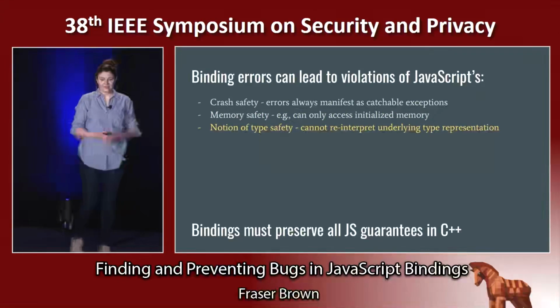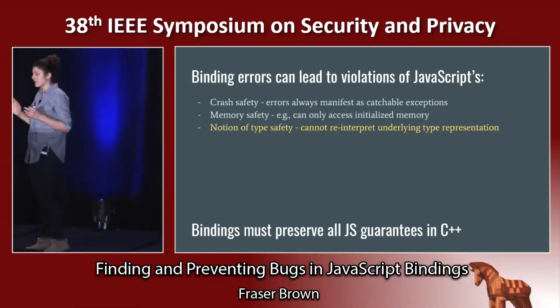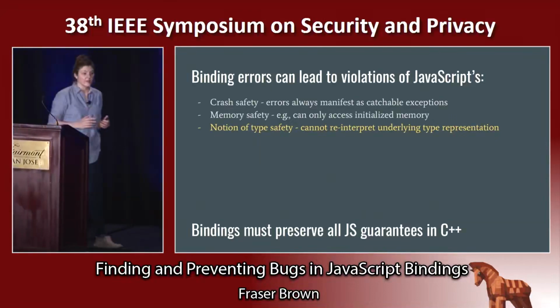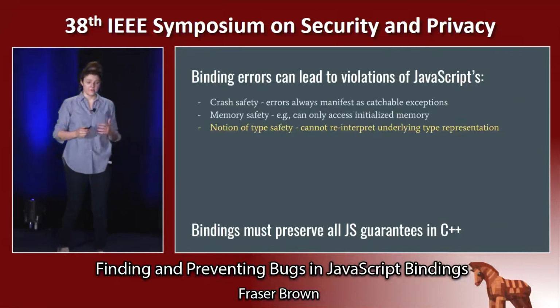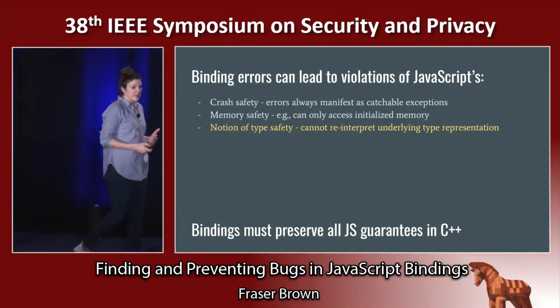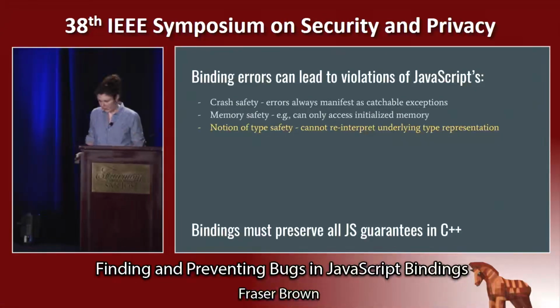What this means is that bindings, to be secure, must actually preserve all of JavaScript's guarantees, but in C++. So that can boil down to essentially writing perfectly memory-safe C++ code all the time. And if that were really easy, maybe we wouldn't need a higher-level language like JavaScript anyway.